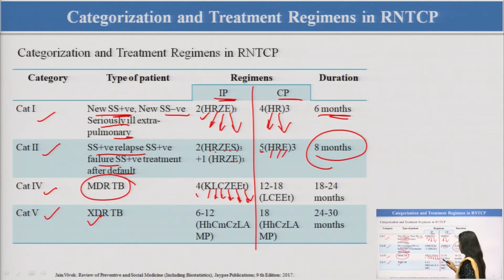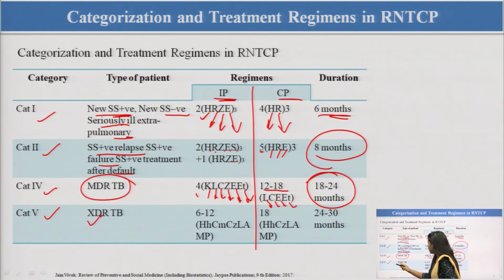Then after that we have levofloxacin, cycloserine, ethambutol, ethionamide for 12 to 18 months, which is extendable up to 18 to 24 months. The last category is the extensively drug resistant TB.